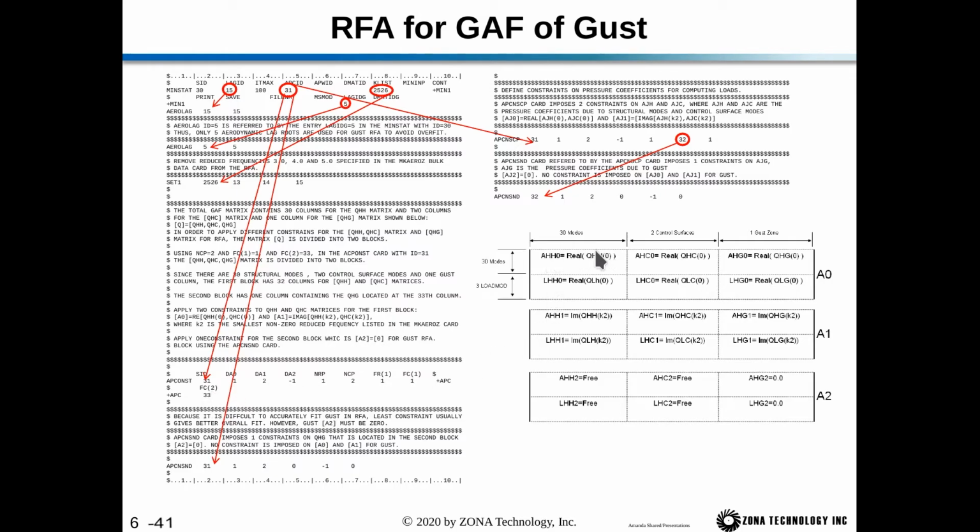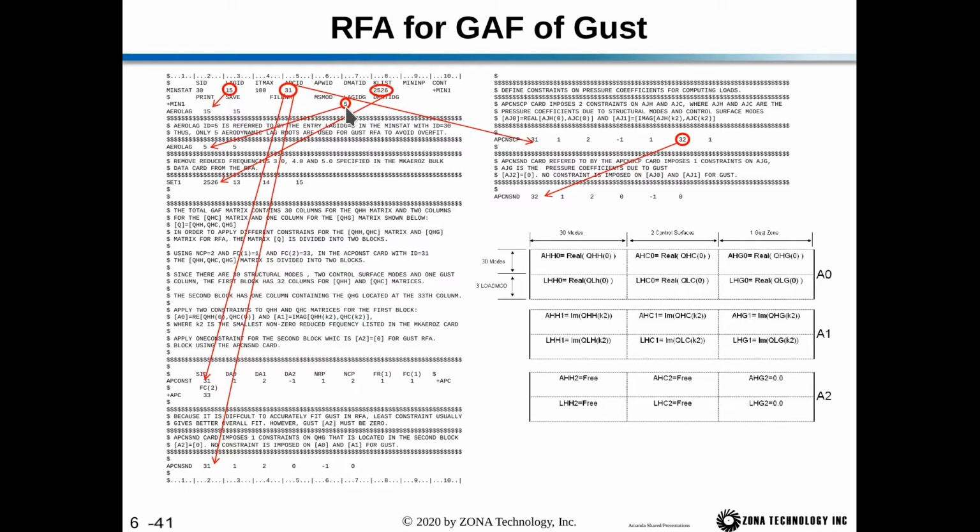So we have 30 normal modes, 2 control surface modes, and 1 Gust zone. So that 33rd column here is the gust zone. Now for the gust aerodynamics, we're setting the A2 parameter to 0. So remember, for the gust, A2 must always be set to 0. ZAERO does not automatically do this. You must do this as a user. So we're illustrating that here.